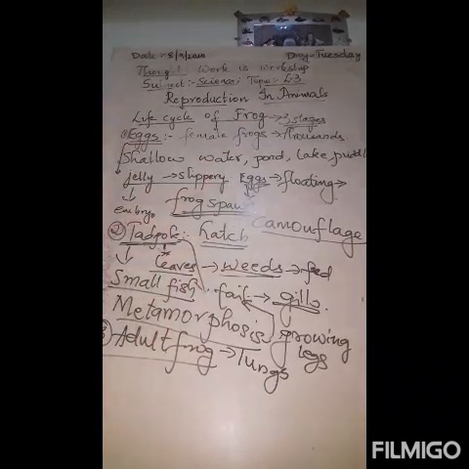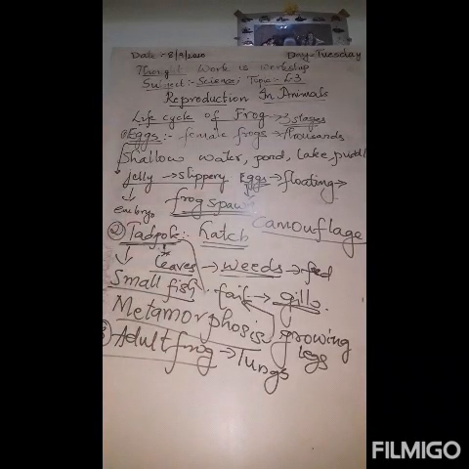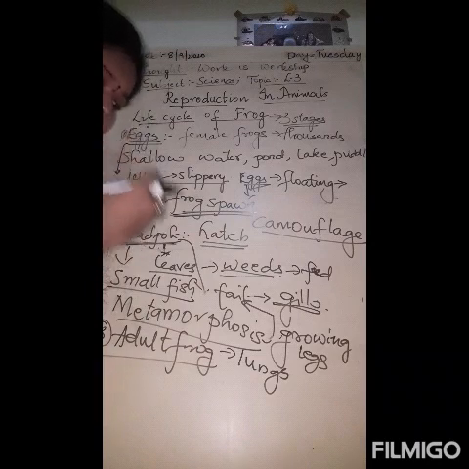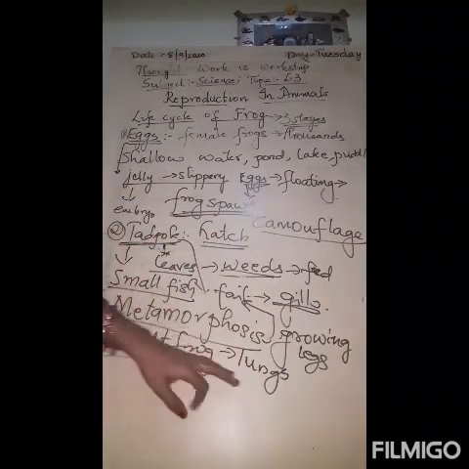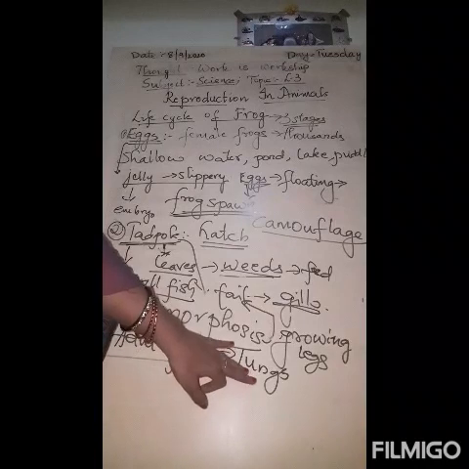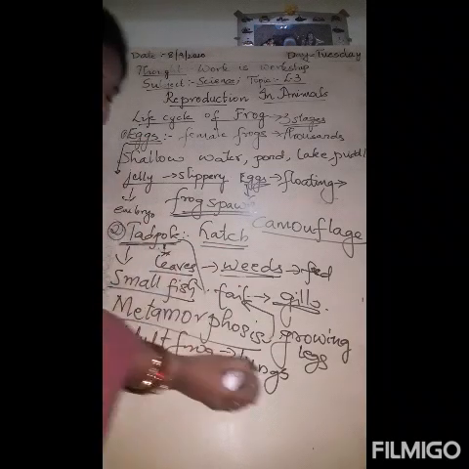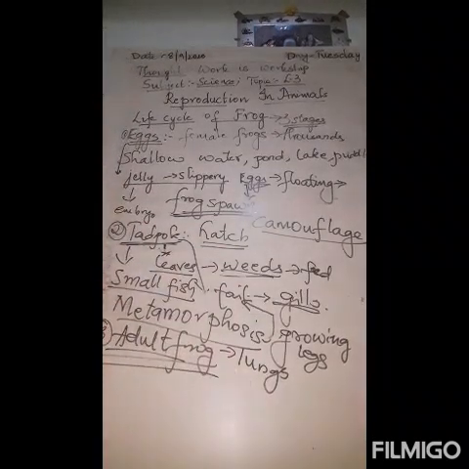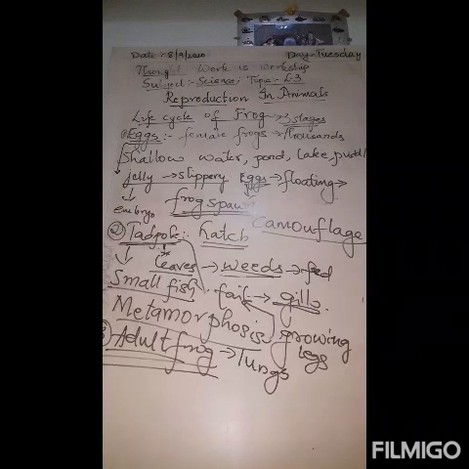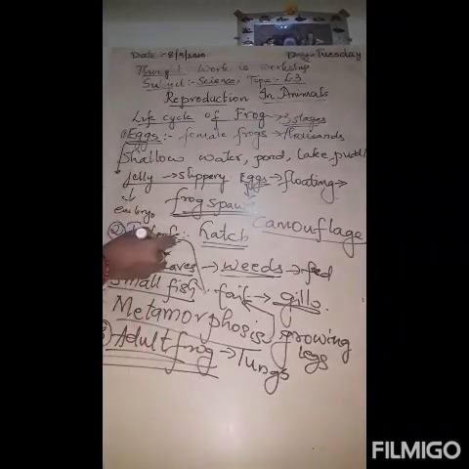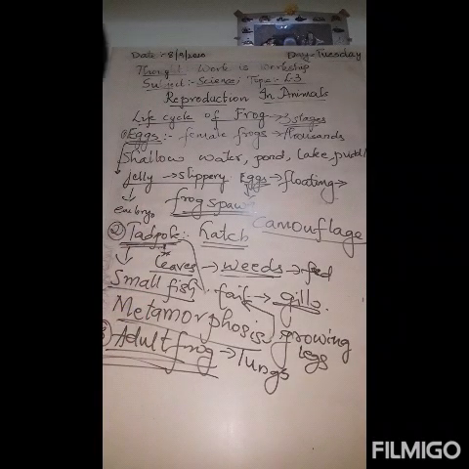It needs to survive on land also, and for that purpose its lungs will be developed. Finally, a fully developed adult frog will come out from the water. So this is how the life cycle of a frog takes place: the first stage is eggs, the second stage is tadpole, and the third stage is the adult frog.